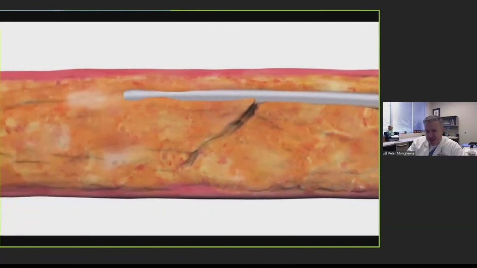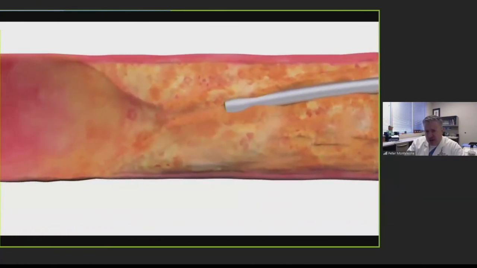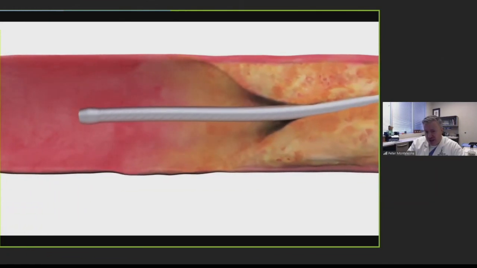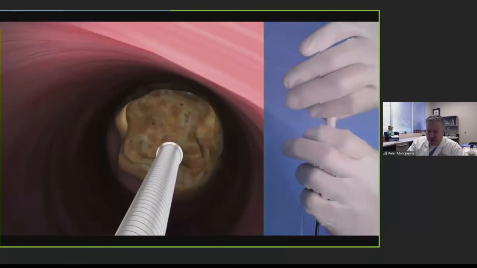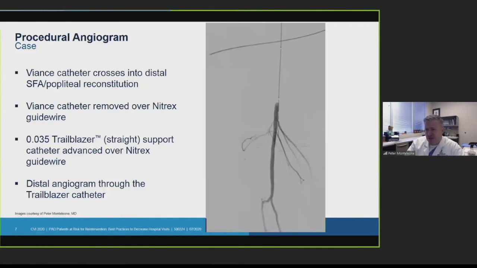As it passes into the distal vessel, you then have the ability to utilize that 014 lumen within the microchannel to advance any 014 wire down into the vessel. Indeed, that's what happened here, allowing us to pass from this very proximal first centimeter SFA occlusion down into the reconstitution of the P3 segment. So we advanced the Nitrex wire. We then withdrew the Viance catheter, advanced an 035 Trailblazer support catheter over the Nitrex guide wire, and took this distal angiogram, demonstrated intraluminal catheter presence with mild disease within the popliteal and tibial vessels.